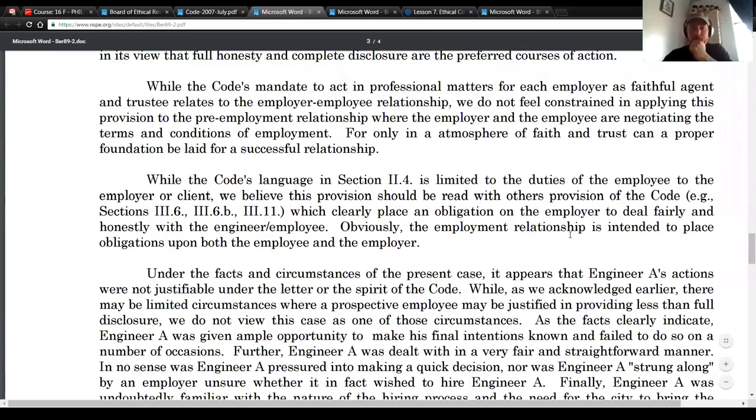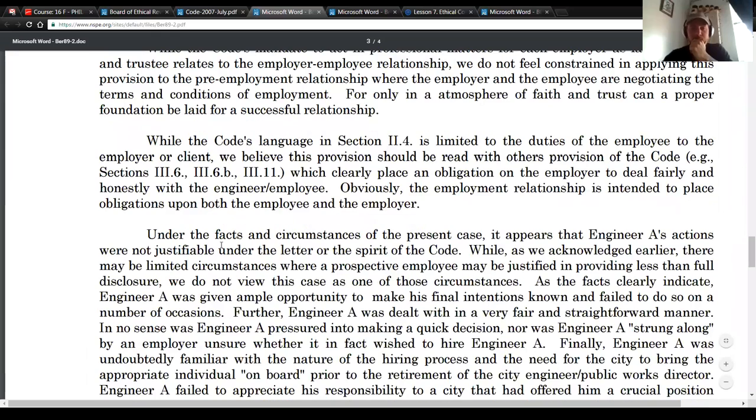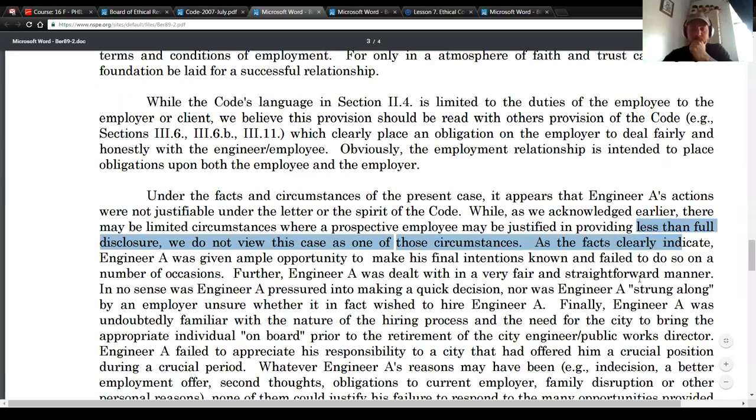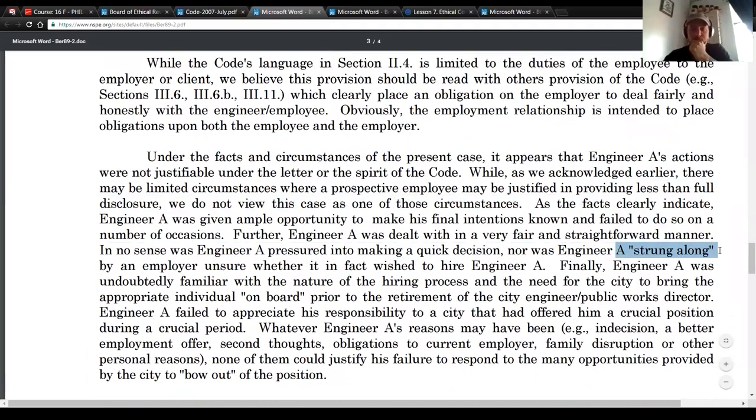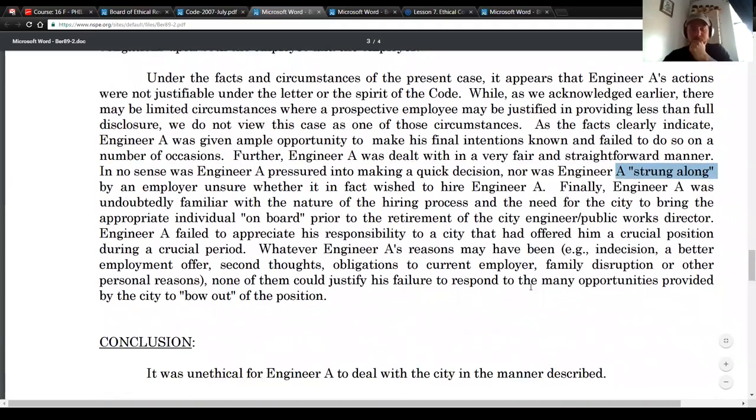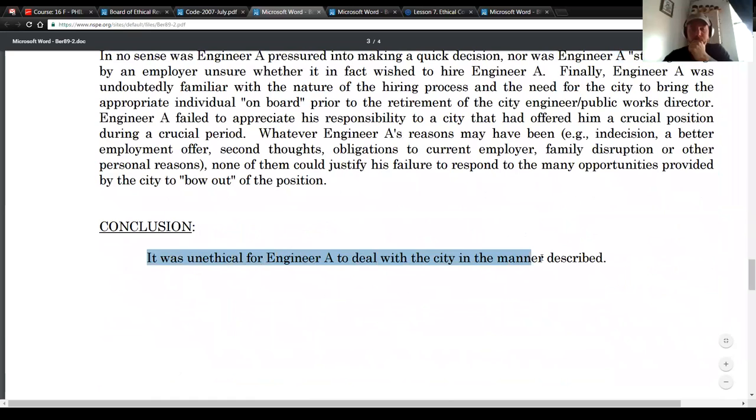But all of that said, they still find that Engineer A's actions were not justifiable. He provided less than full disclosure. He was given ample opportunity to make his intentions known, and he failed to do so on a number of occasions. The city was strung along. So for this reason, they conclude it was unethical for the engineer to engage the city in this manner.